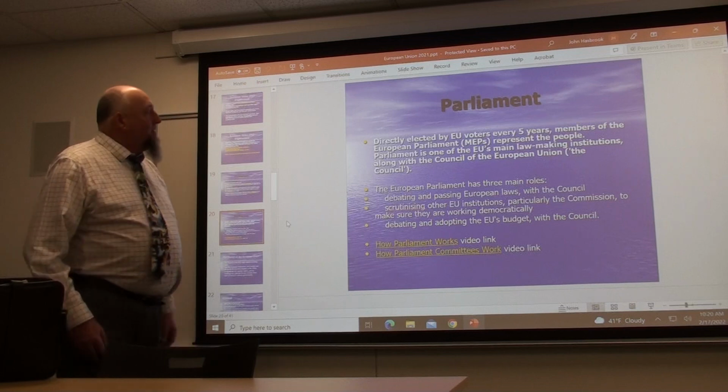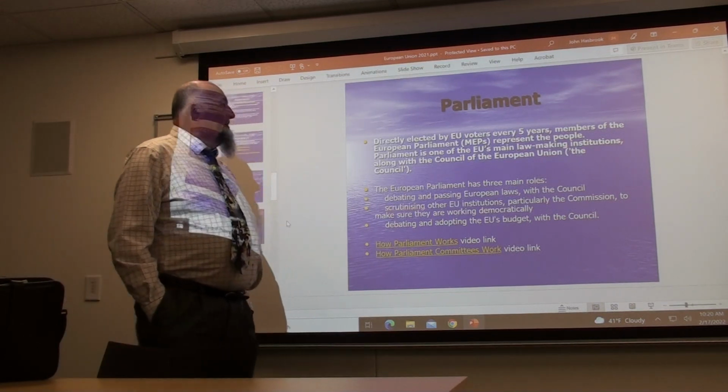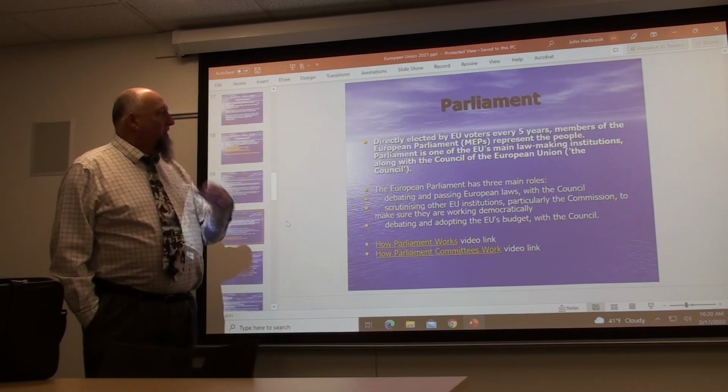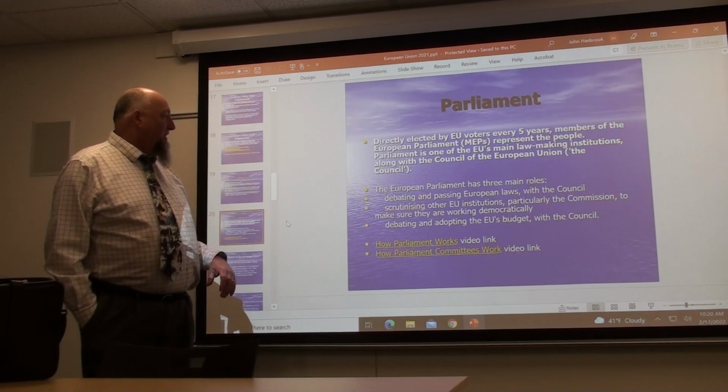Okay, Parliament is directly elected by the EU voters every 5 years. Members of the Parliament represent the people, and it's, as I've said, the main lawmaking institution.